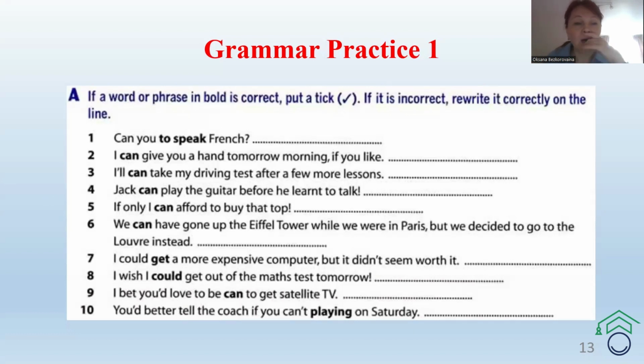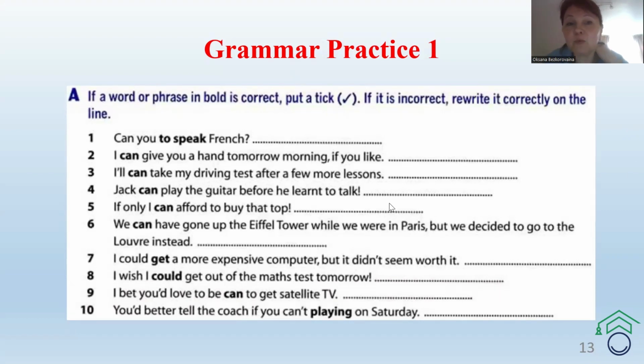Okay. So Andrei, the third sentence. I'll be able to take my driving test after a few more lessons. Yes, you're right. We are talking about future, and we can't use can. I will be able. We replace can with will be able. Thank you, Andrei.